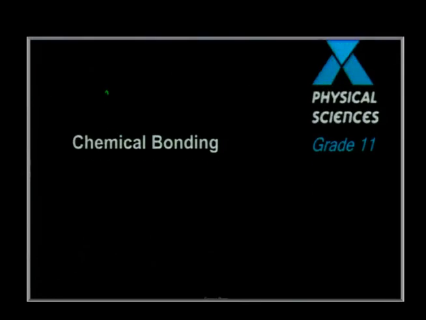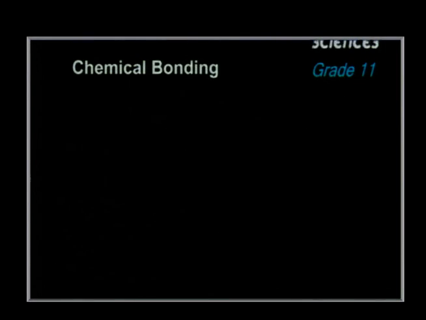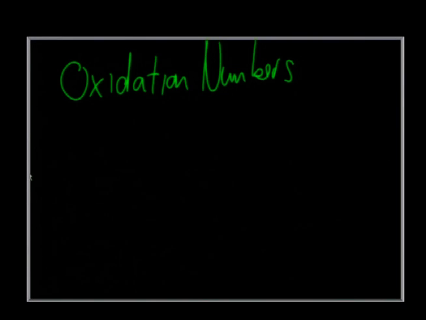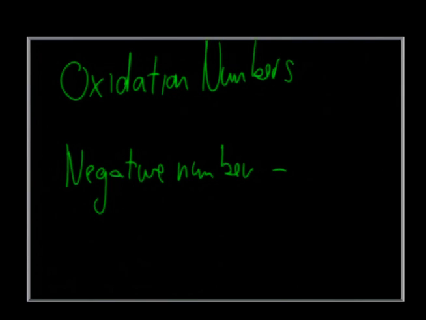Now, you know what? There's one last thing that I just want to deal with, and that's the definition of oxidation number. So just give me a second and we'll go straight to that. Here we go. We've got oxidation numbers. What are we talking about? Oxidation numbers are very important in chemical bonding. What we need to recognize is that if the oxidation number is negative, a negative number tells us that it is electron rich.